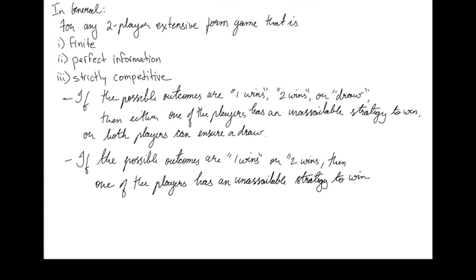However, if draw is not one of the possibilities, then for any of these finite perfect information strictly competitive extensive form games, one of the two players has to have an unassailable strategy to win. So they have to have a strategy that they can play that guarantees that they will win. This result here applies to chess as well.